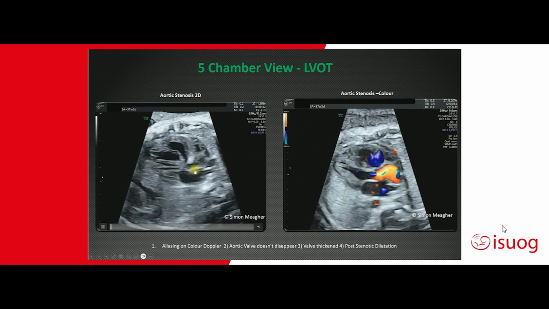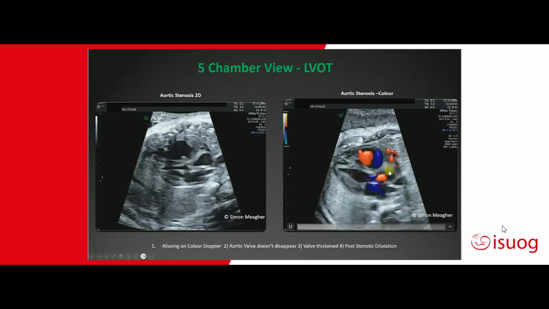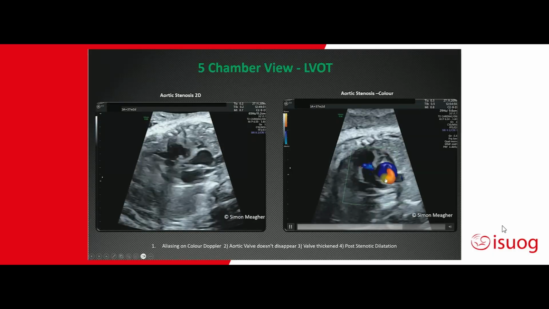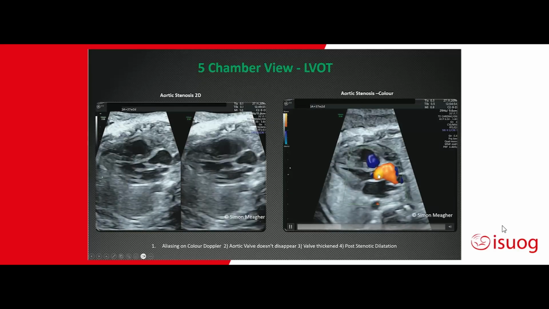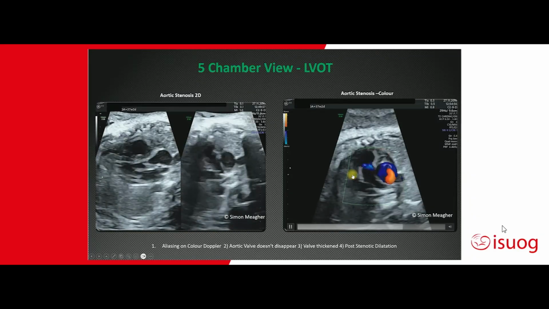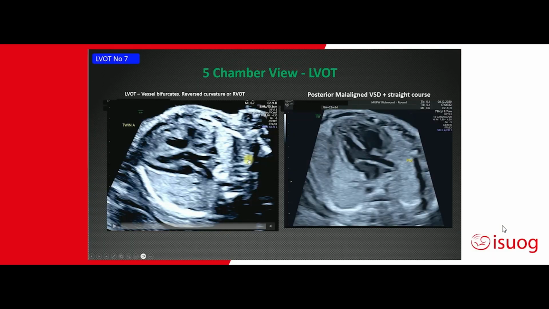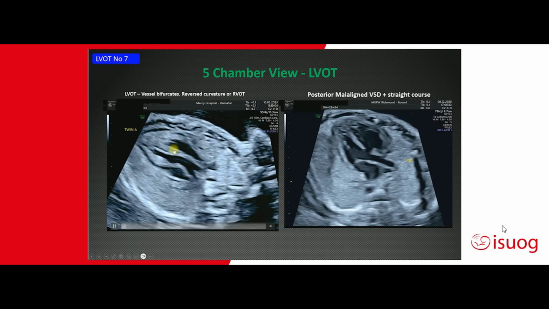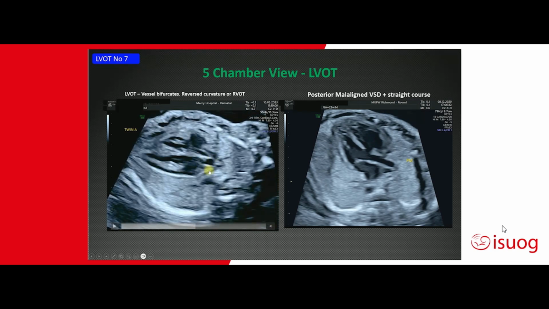And in this five-chamber, you see a thickened aortic valve with post-stenotic dilatation. Most of these are picked up on color Doppler, and most of them are picked up in the third trimester. On cross-section, you see that yin-yang flow of moderate to severe aortic stenosis, and the aorta appears slightly larger on that 3-vessel view when compared to the pulmonary artery. On a 5-chamber view, you see it's the pulmonary artery that's coming out of the left ventricle, and it splits, and that should never happen.